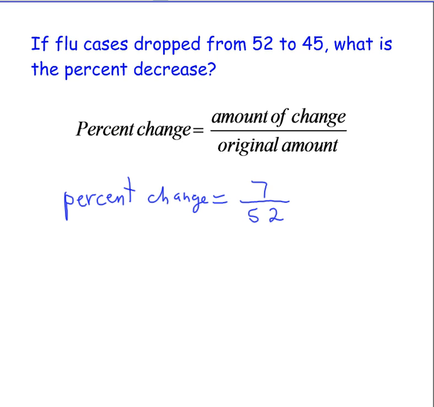So percent change is equal to 7 divided by 52. I'll go ahead and divide now, maybe on a calculator. In this case, I'm rounding off to 0.135, and as a percent, that's 13.5%. If the question asks for a percent, make sure that your answer is a percent.